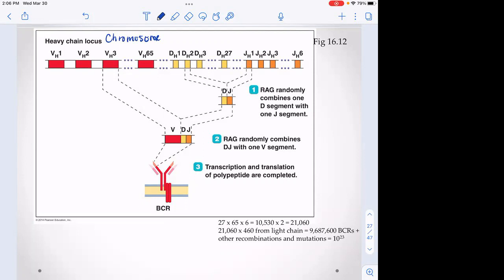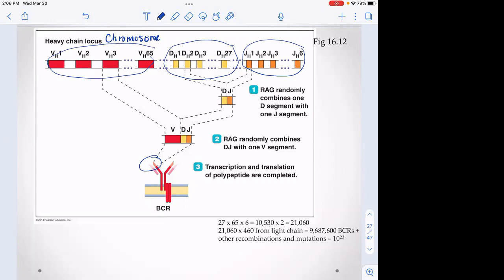So basically, these are recombination events. An enzyme goes down and picks one of these V regions, one of the parts of the D region, and one of the 6 different J regions, puts them together and makes a B cell receptor. So there are many different combinations possible that make up the variable region of the B cell receptor.